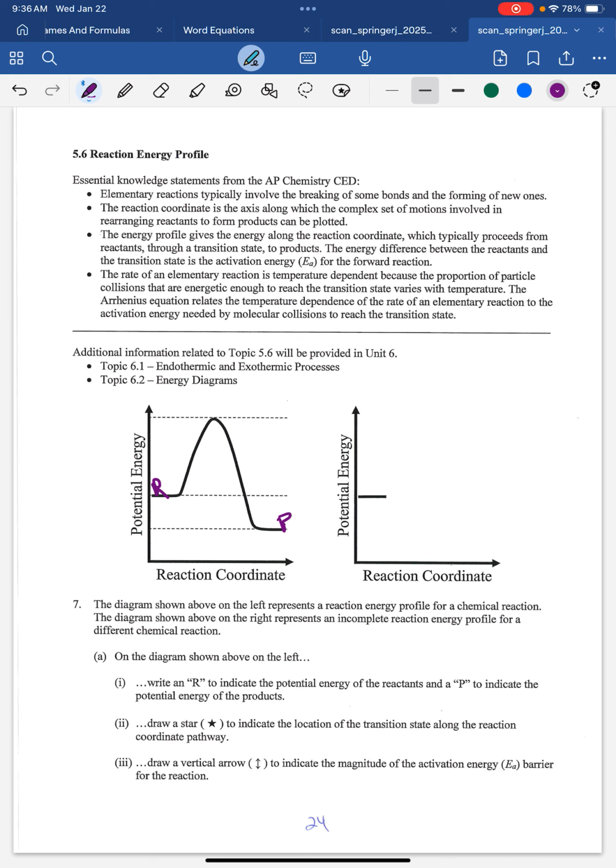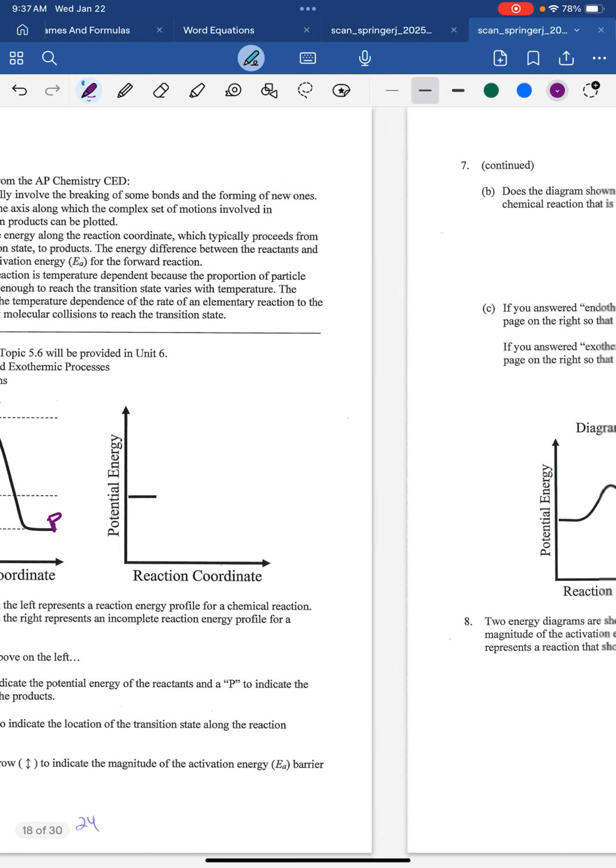Draw a star to indicate the location of a transition state along the reaction coordinate pathway. Well, the transition state is where we're partway between reactants and products. That's going to be right here at the top of the hill. And draw a vertical arrow to indicate the magnitude of the activation energy barrier for the reaction. So that is from where we started to the peak. That arrow represents the magnitude of the activation energy barrier for this reaction.